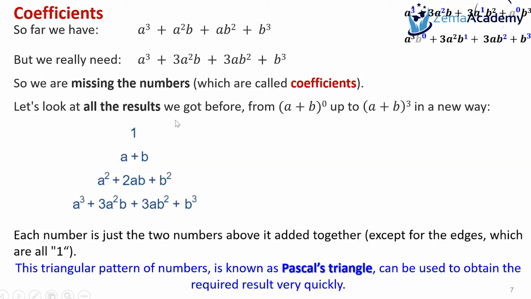So when I rearrange my answer, I started off with this a plus b whole to the power 0. My answer was 1. A plus b to the power 1 was a plus b. Next, when I had a plus b whole square, my answer is a square plus 2ab plus b square. And when I have a plus b whole cube, my answer is a cube plus 3a square b plus 3ab square plus b cube. I hope you are following this. If there is any question, please ask now.